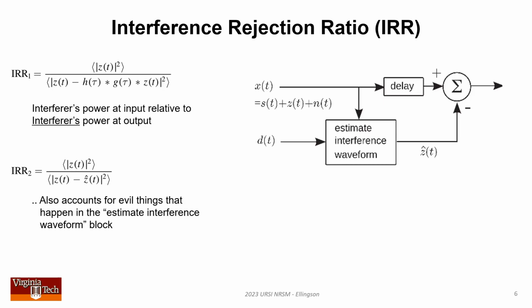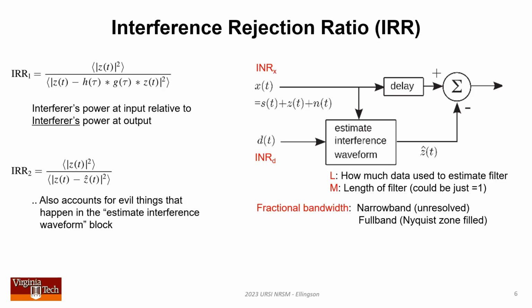So, long story short, IRR1 and IRR2 are both valid and useful metrics. And here's a takeaway point: these two metrics are frequently conflated in the literature. And this has caused some confusion because the difference is significant, as you'll see in a moment.